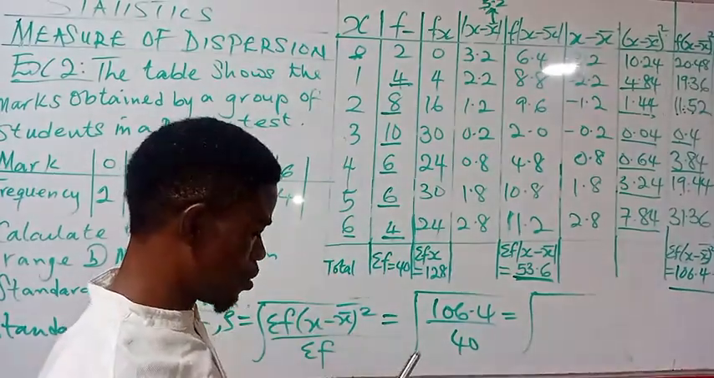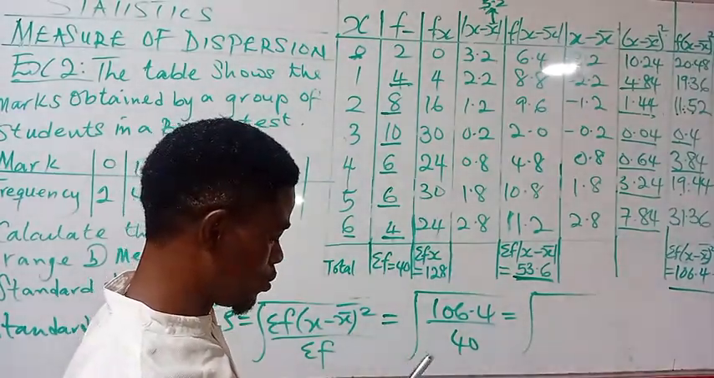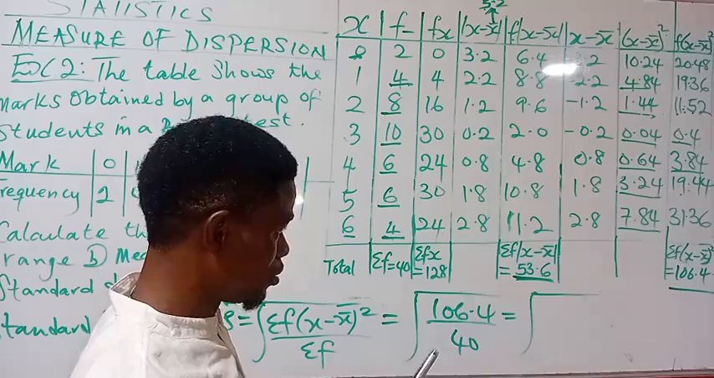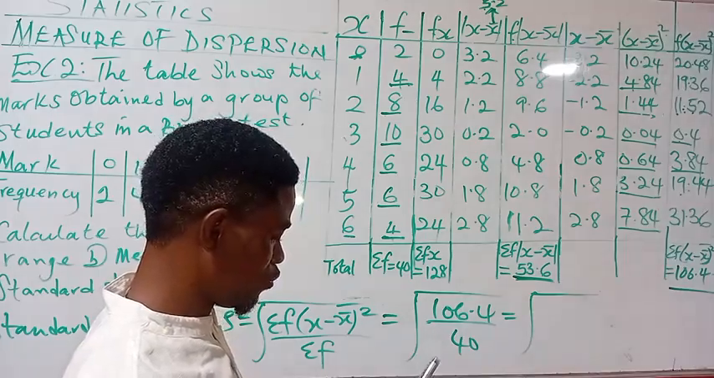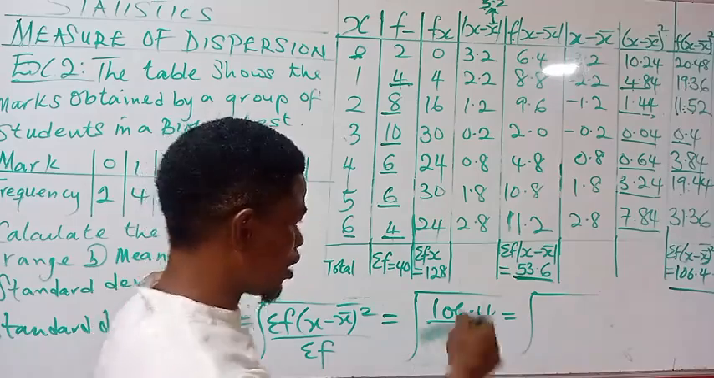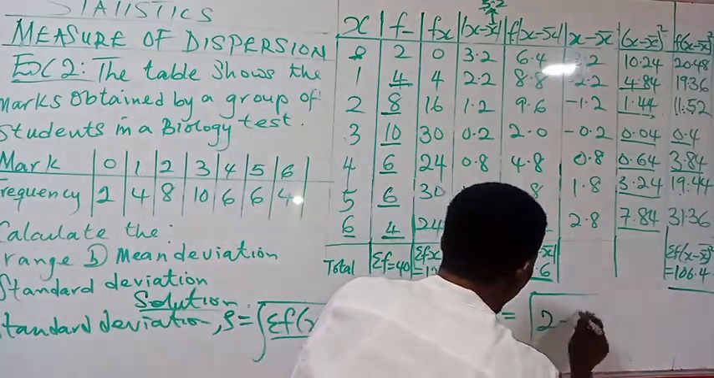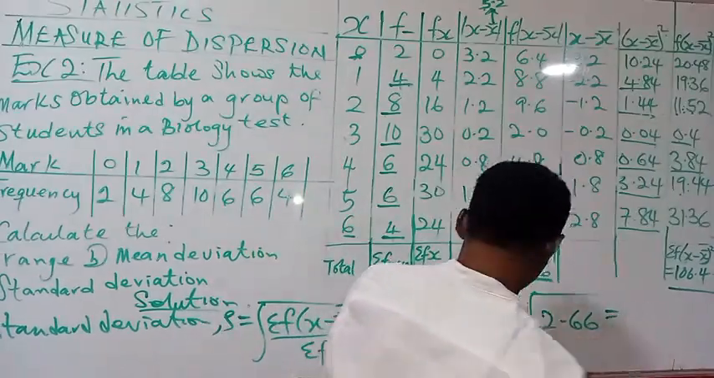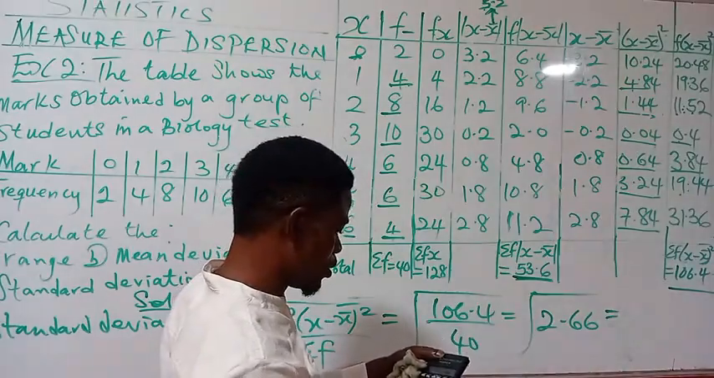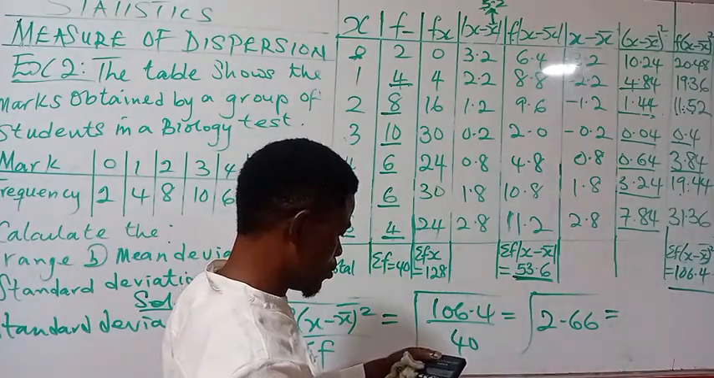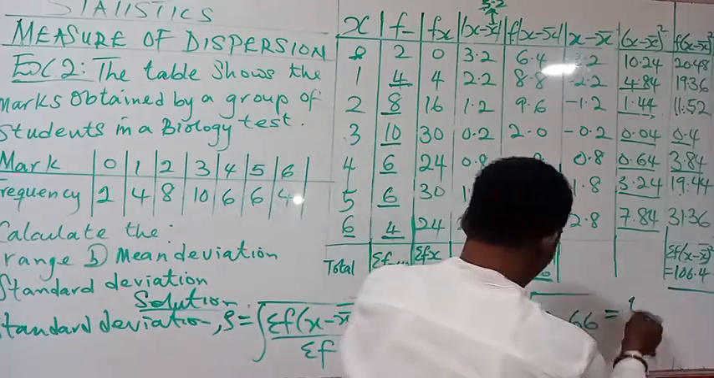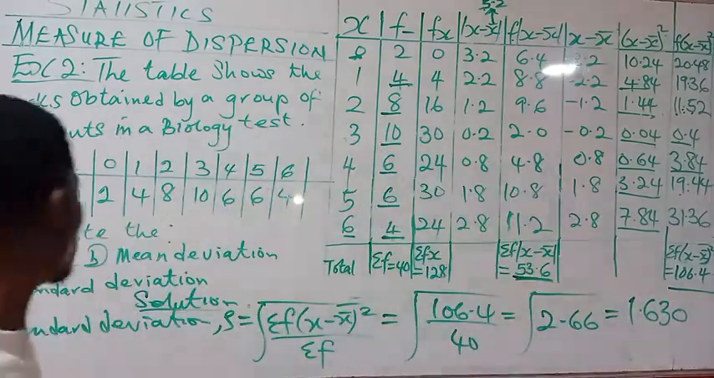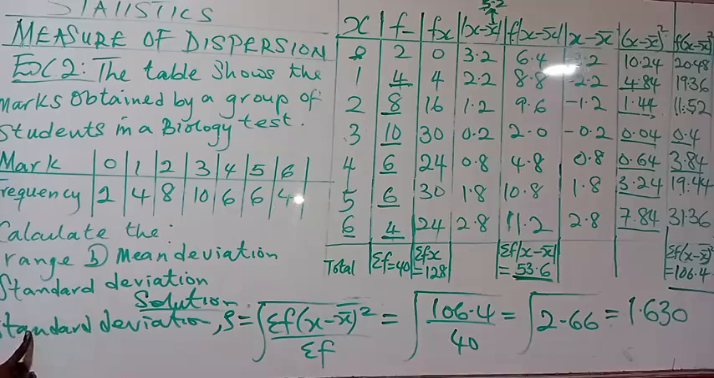106.4 divided by 40. We have 2.66. Then what is the square root of 2.66? We have 1.630. So that is how you find the standard deviation.